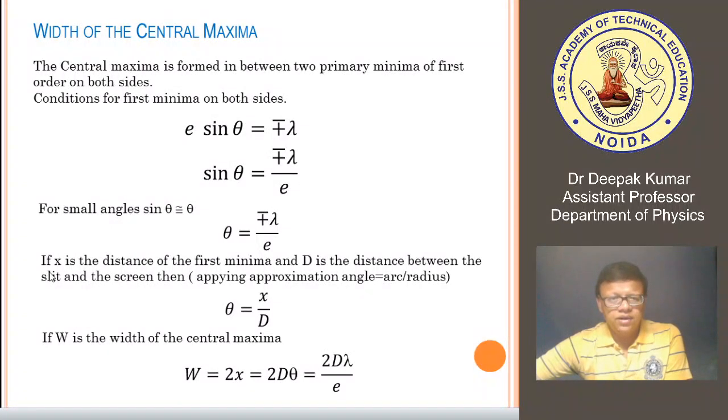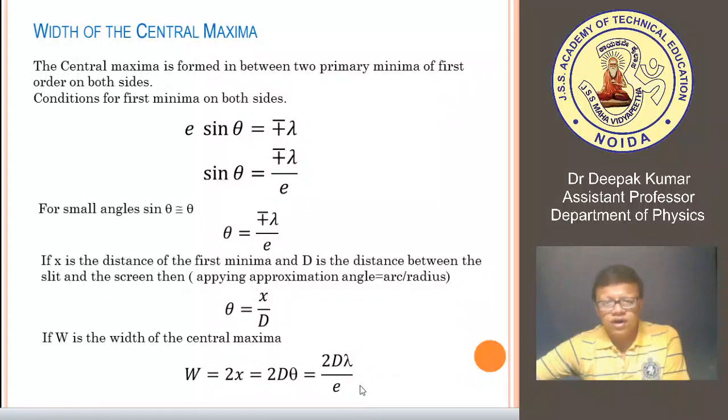Now if x represents the distance of the first minimum and D is the distance between the slit and the screen, then I can also write theta equals x by D by applying a geometrical approximation, which says that the angle must be arc upon radius. So treating x as the arc and D as the radius, I can write angle theta as x by D also. Because x is the position of the first minima from the center on any one side, the width of the central maxima is double of this, so w is 2 times x, which can be expressed as 2D lambda by e.